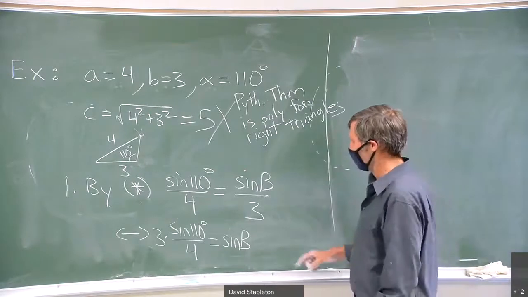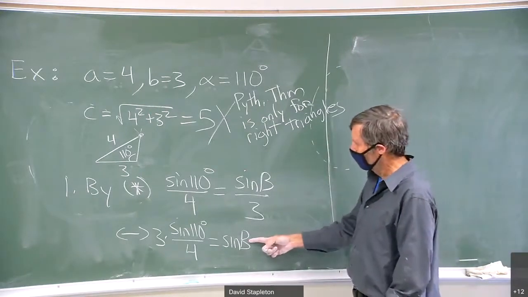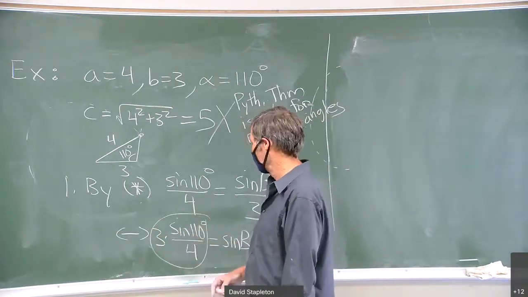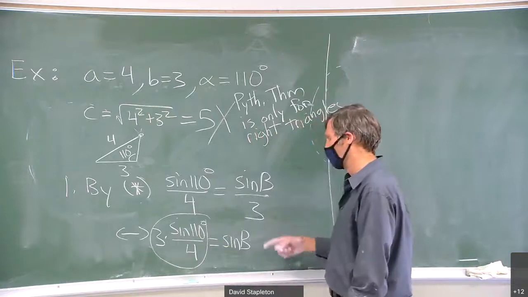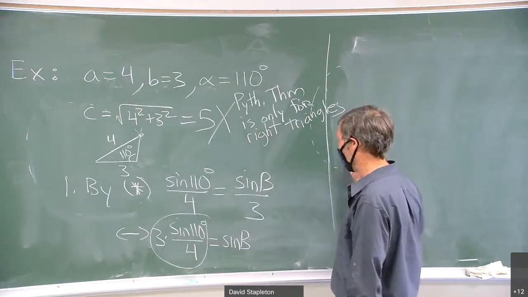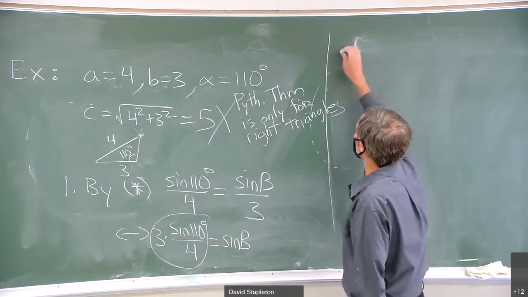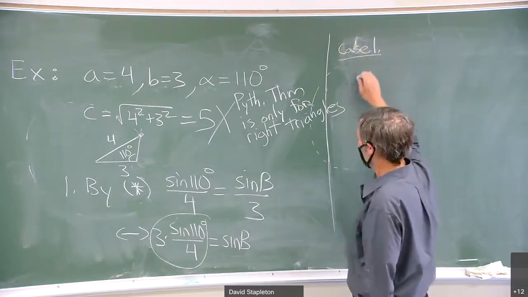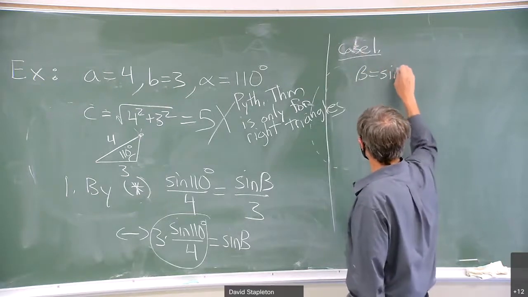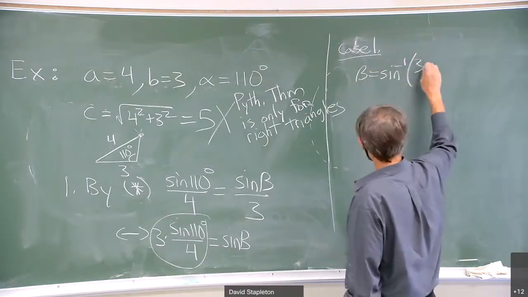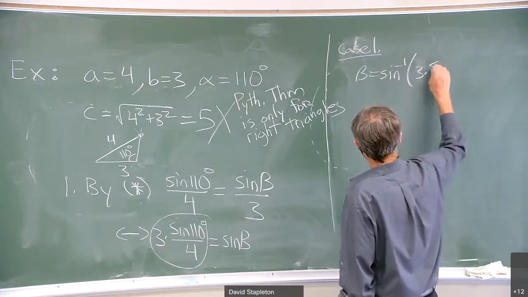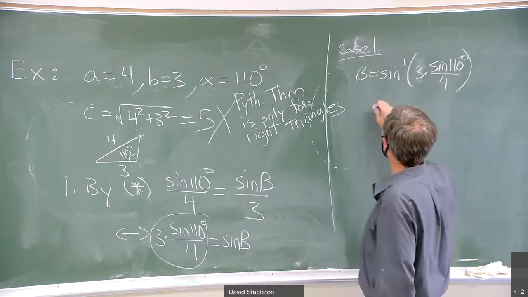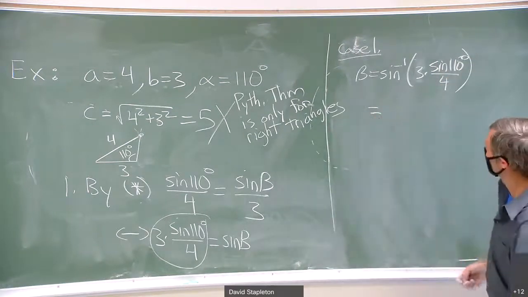One idea is obviously I know one angle whose sine is equal to this number. If I compute this, it's less than 1, so there is a solution. Given that this is less than 1, between -1 and 1, you can always find an angle with that sine. One solution is always that beta is the arc sine of 3 times sine 110 degrees over 4. What is that? Let's run it in the calculator.